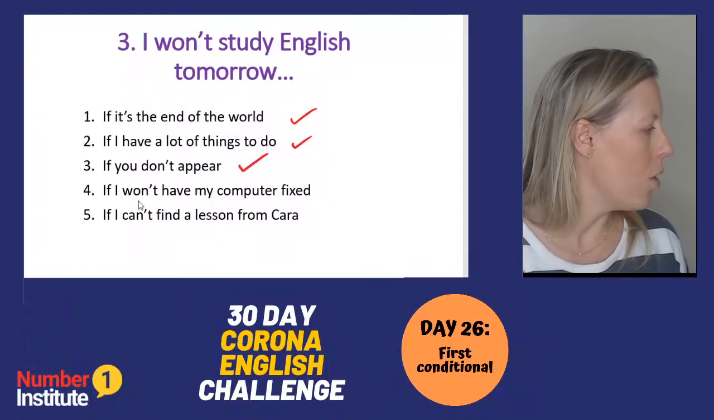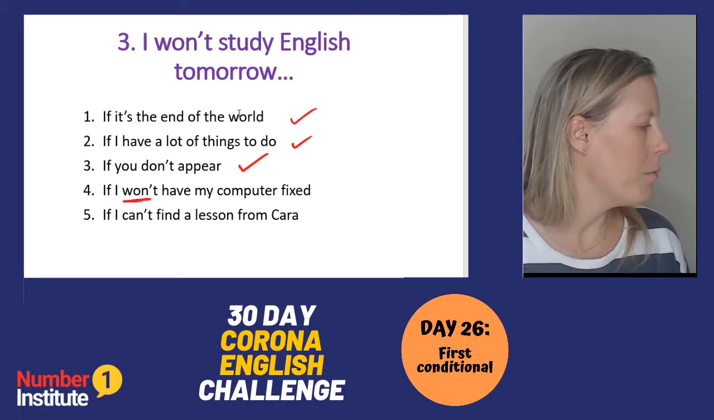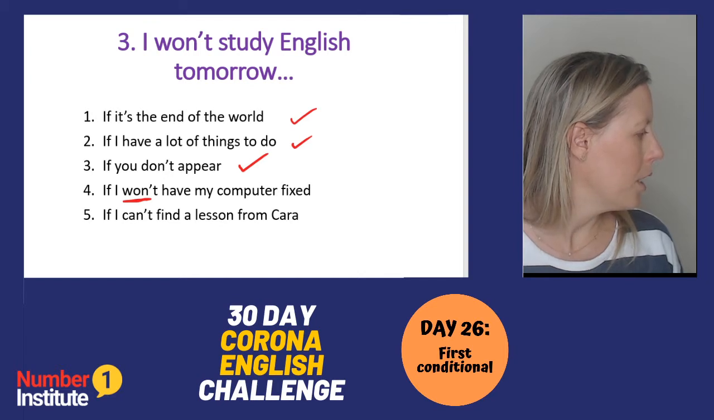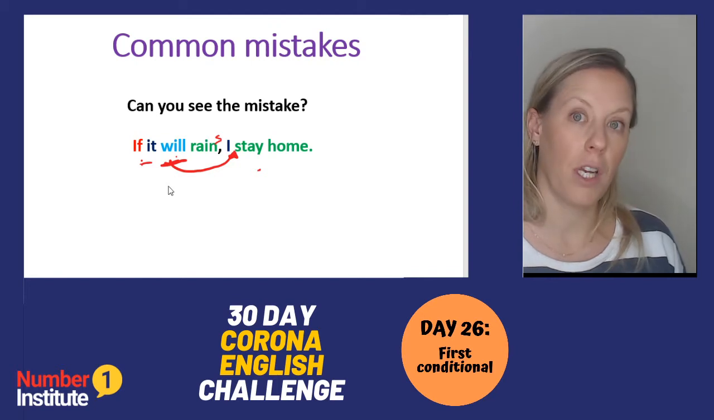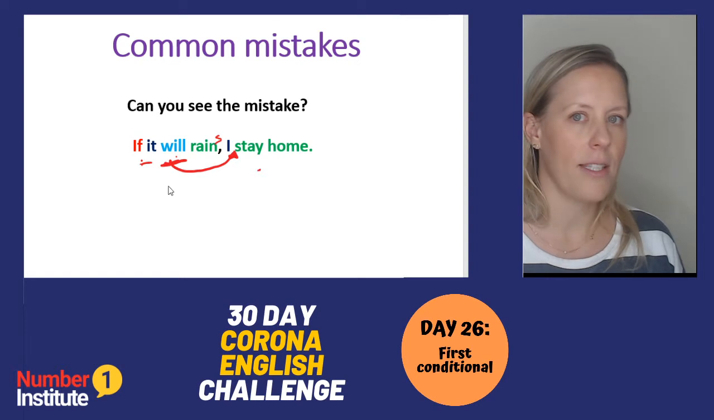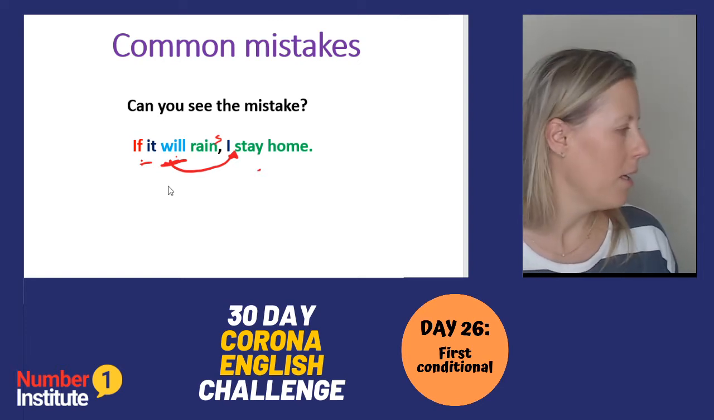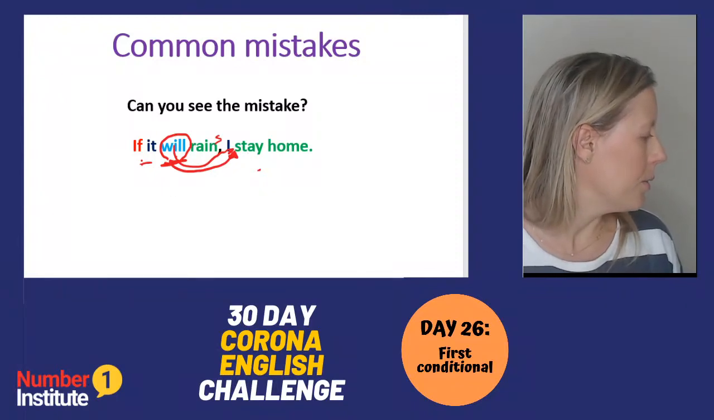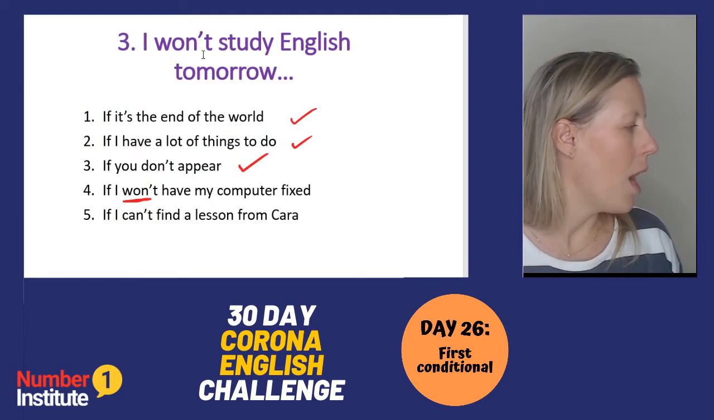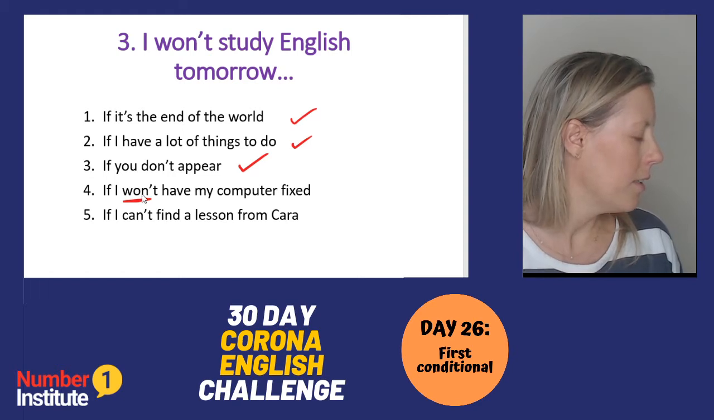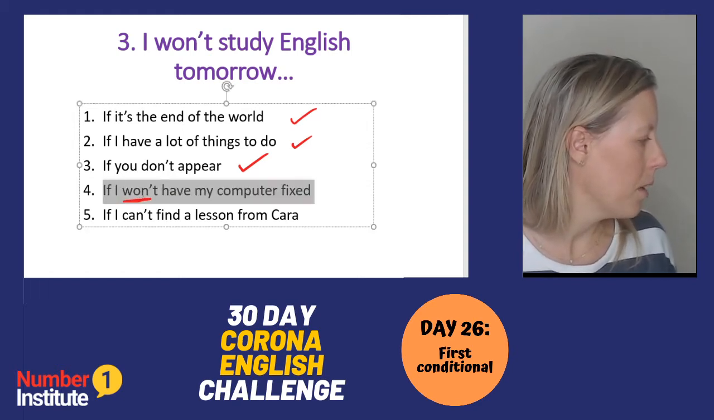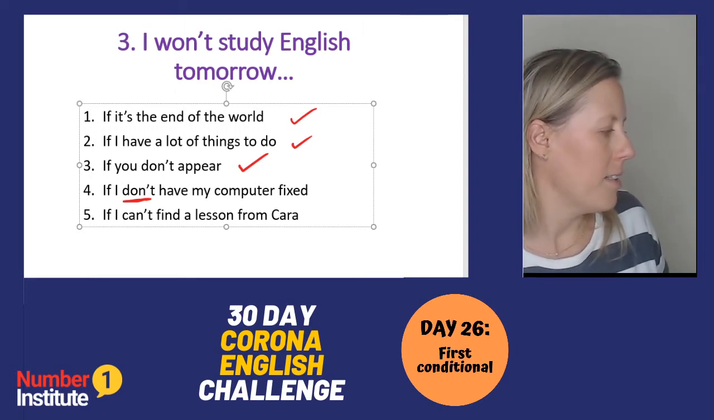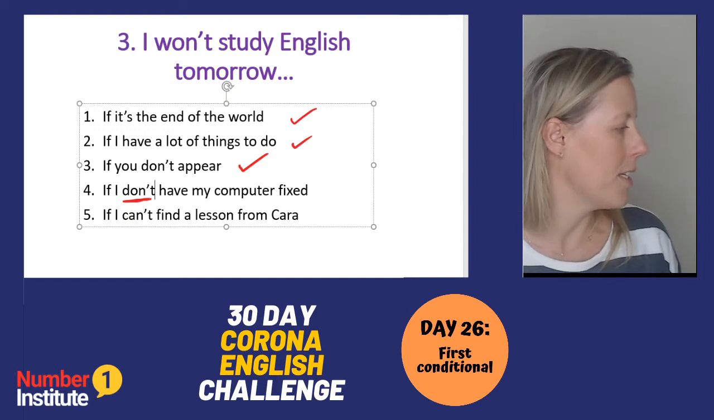So this is a good example of the really common mistake of putting the will in the same clause as if. So, if I go back here, remember I said you have the condition clause and the result clause, and one has if and the other has will. So it's really common that will is here, but really it should be here. So I won't study English tomorrow if I don't have my computer fixed. Okay, so we use the present simple with the if clause in the first conditional.